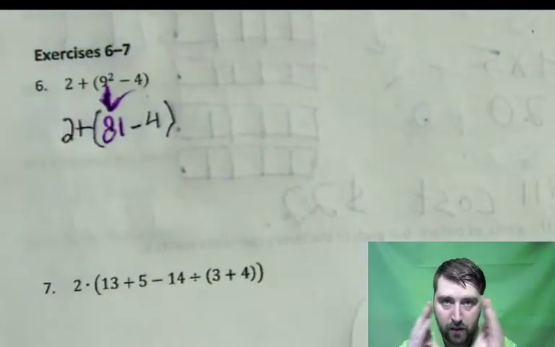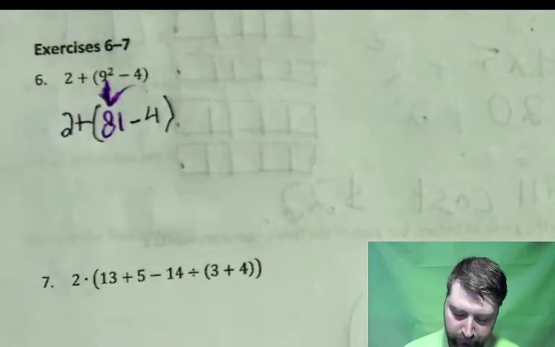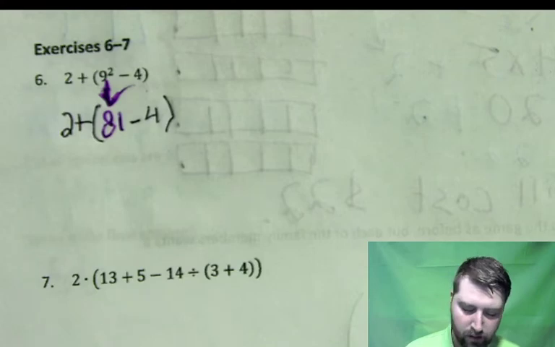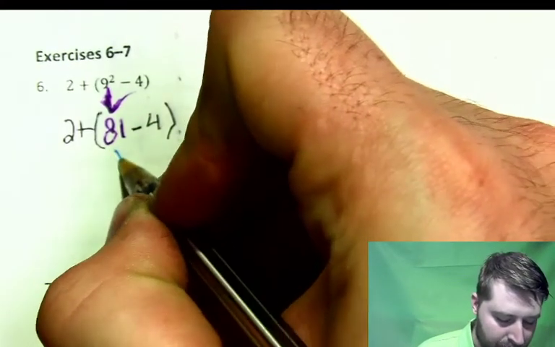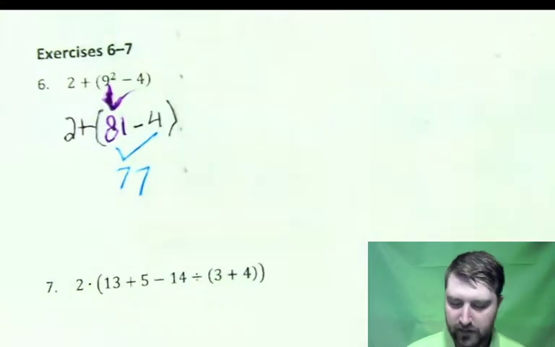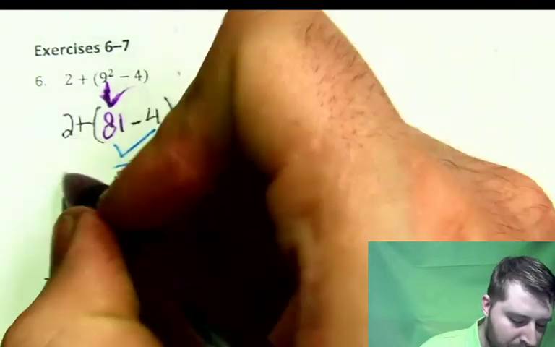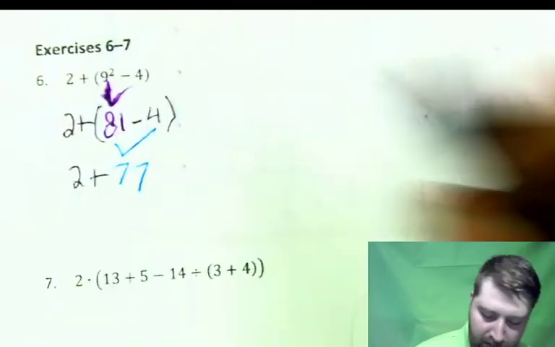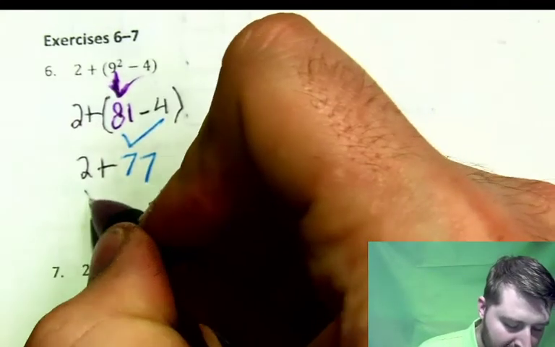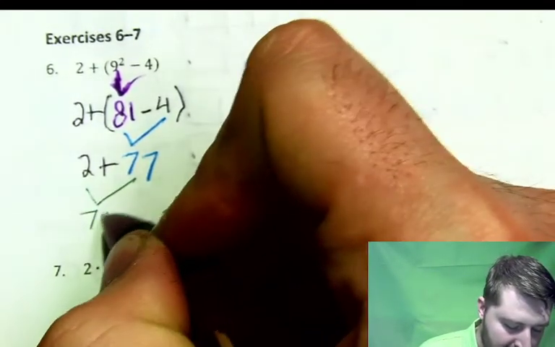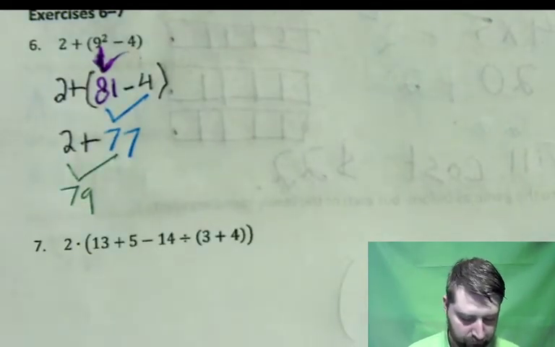We're still working on what's in the parentheses. So we're now going to do 81 minus 4, and 81 minus 4 is, I hope, 77. Is there anything else left in our parentheses? No, there's not. So our parentheses can now disappear, and we have 2 plus 77. When we do 2 plus 77, we do indeed get 79. Awesome.